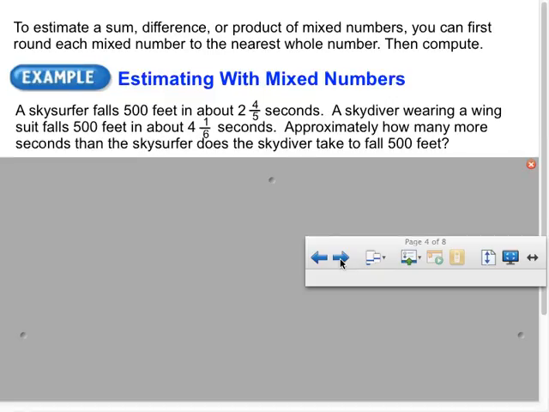Okay. Now, sometimes you're not going to use half as a benchmark. For these examples, they want you to estimate the fraction to the nearest whole number. They want you to estimate the mixed number to the nearest whole number. So for the whole number part, like here, let me go ahead and read this to you. A skysurfer falls 500 feet in about 2 4/5 seconds. A skydiver wearing a wingsuit falls 500 feet in about 4 1/6 seconds. Approximately how many more seconds than the skysurfer does the skydiver take to fall 500 feet?